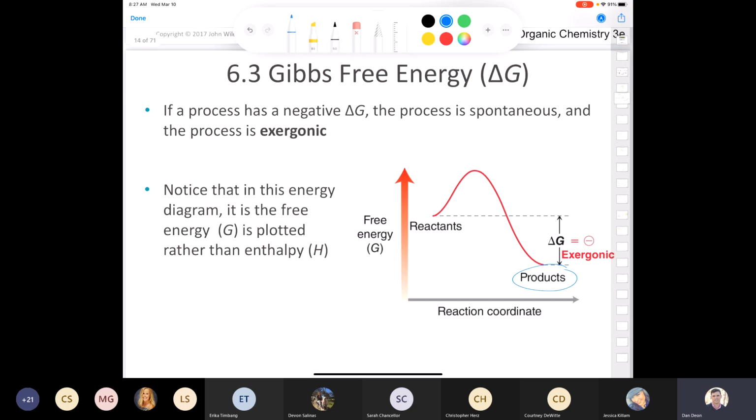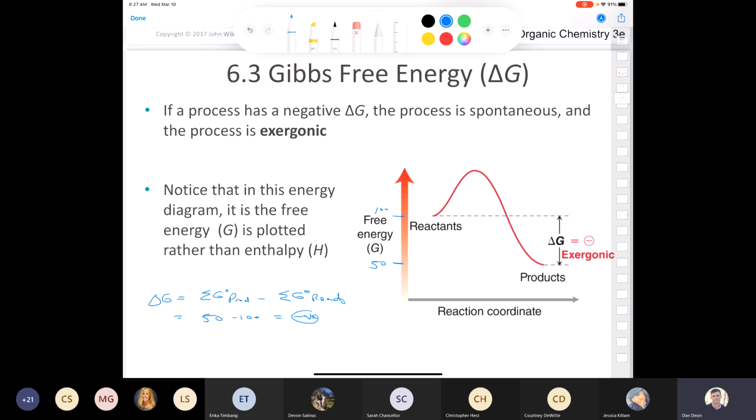We see that when the products have a lower free energy than the reactants, we call this an exergonic process, right? Now, if you were to just put some values on here, say this is 50 and this is 100, something like that. Well, delta G is defined as the sum of the Gibbs free energy of the products minus the sum of the Gibbs free energy of the reactants. For example, here you would have 50 minus 100, which would give you a negative number, right?